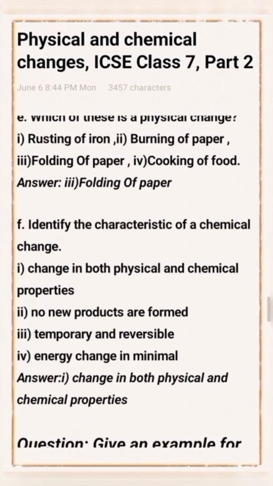Next question, question number F. Identify the characteristics of a chemical change. Option 1, change in both physical and chemical properties. Option 2, no new products are formed. Option 3, temporary and reversible. Option 4, energy change is minimal. The answer is option 1, that is change in both physical and chemical properties.